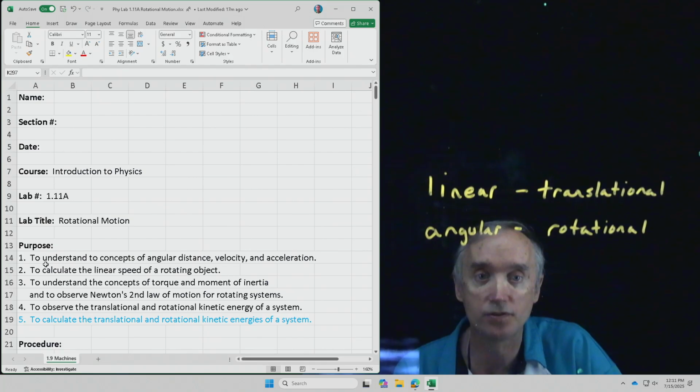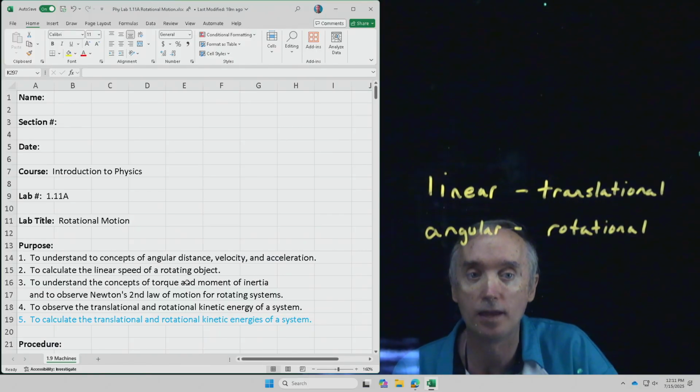The purpose is to understand the concepts of angular distance, angular velocity, and angular acceleration. Then to be able to calculate the linear speed of a rotating object, and to understand the concepts of torque and moment of inertia. Also to know what Newton's second law of motion is for rotating systems, and then to observe the translational and rotational kinetic energy of a system, and finally to actually be able to calculate mathematically the translational and rotational kinetic energy of a system.